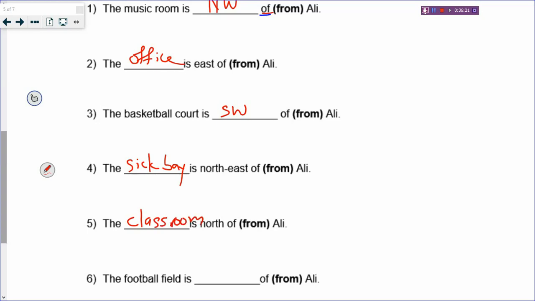The word "of" is like "from." From means what? You always start from somewhere and you go to another place. So you start from Ali, and which direction do you want to go? You want to go in the north direction. So what is in the north? That is the classroom.